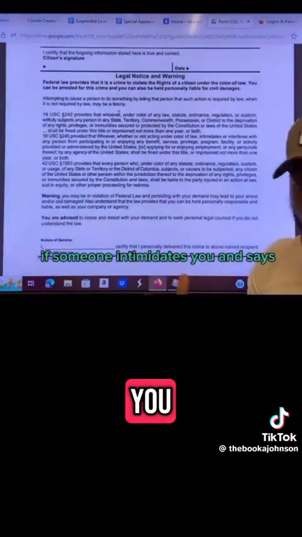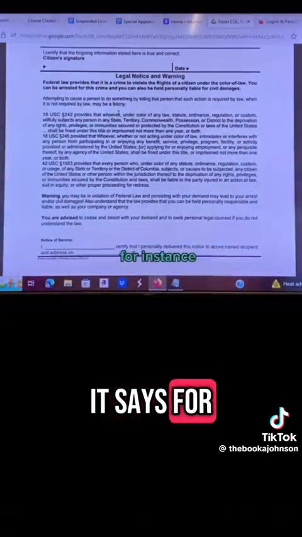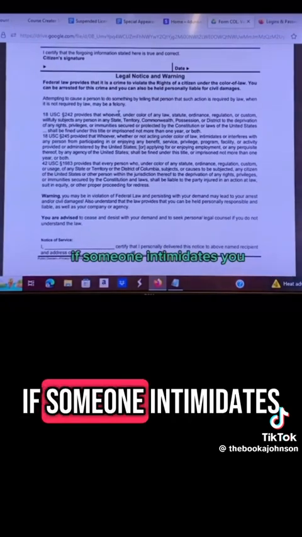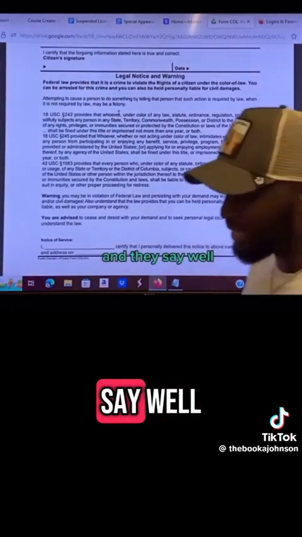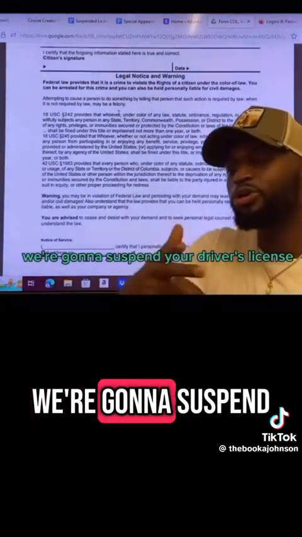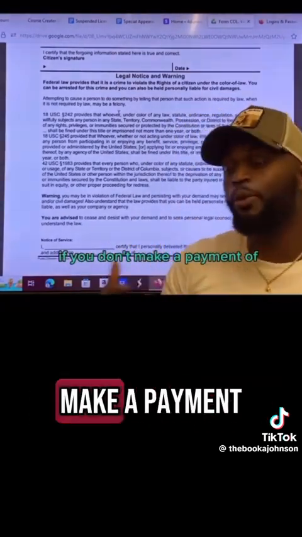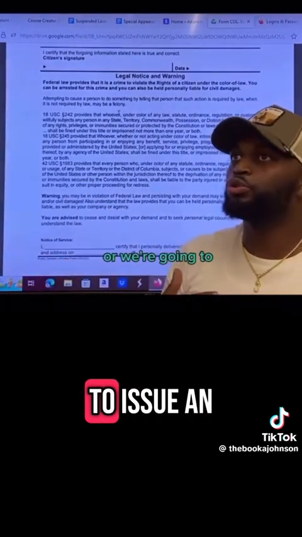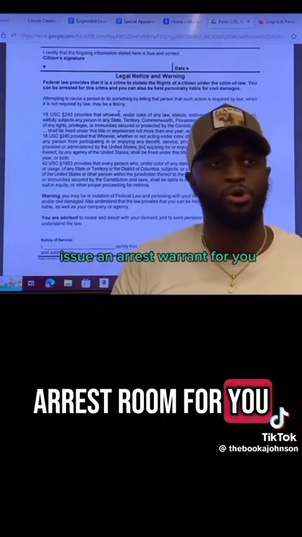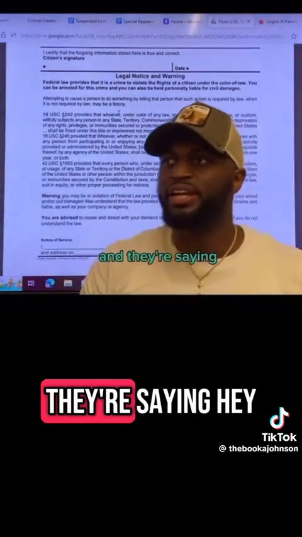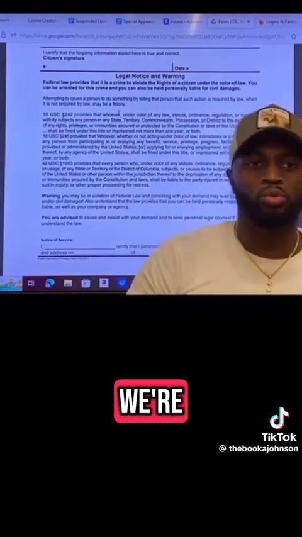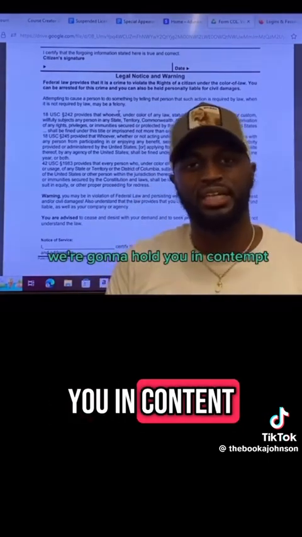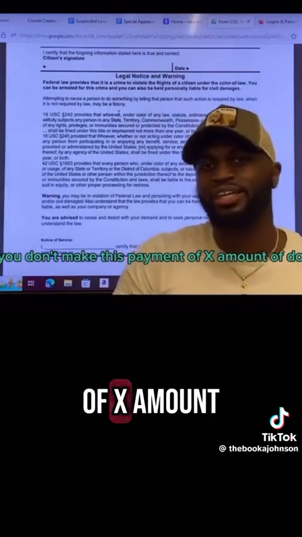If someone intimidates you and says, for instance, well, we're going to suspend your driver's license if you don't make a payment of X amount of dollars, or we're going to issue an arrest warrant for you, or if you're in court and they're saying, hey, we're going to hold you in contempt if you don't make this payment of X amount of dollars.